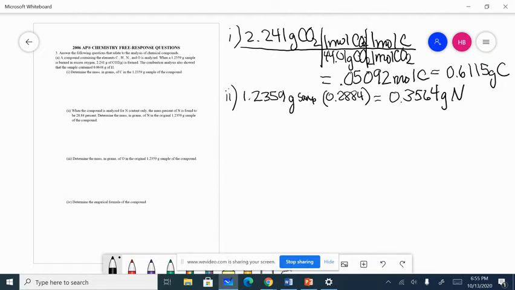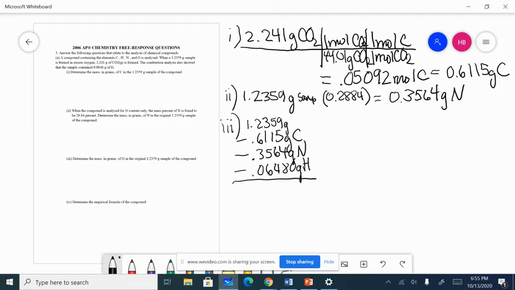The next one says, determine the mass in grams of the oxygen in the original sample. Well, the original sample had a mass of 1.2359 grams. Let's subtract off the carbon that we calculated, subtract off the nitrogen that we calculated, and subtract off the hydrogen that they gave us in the problem, 0.06480.